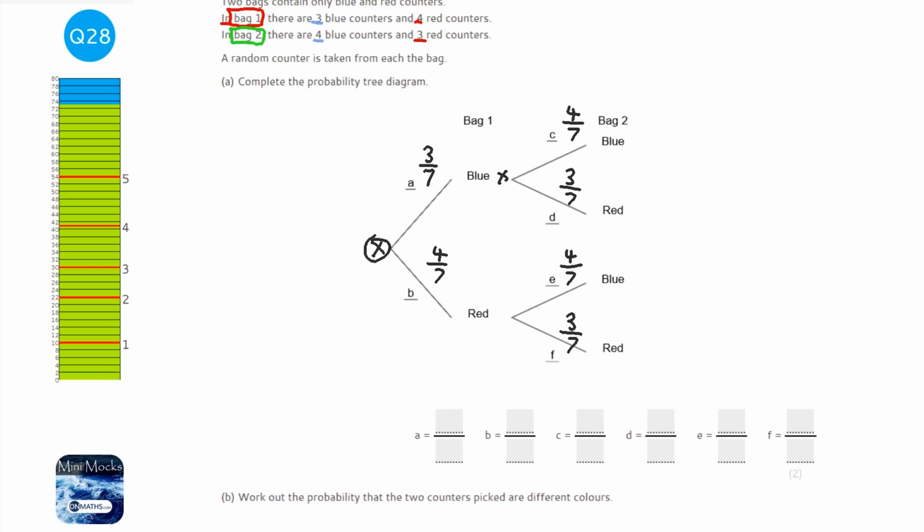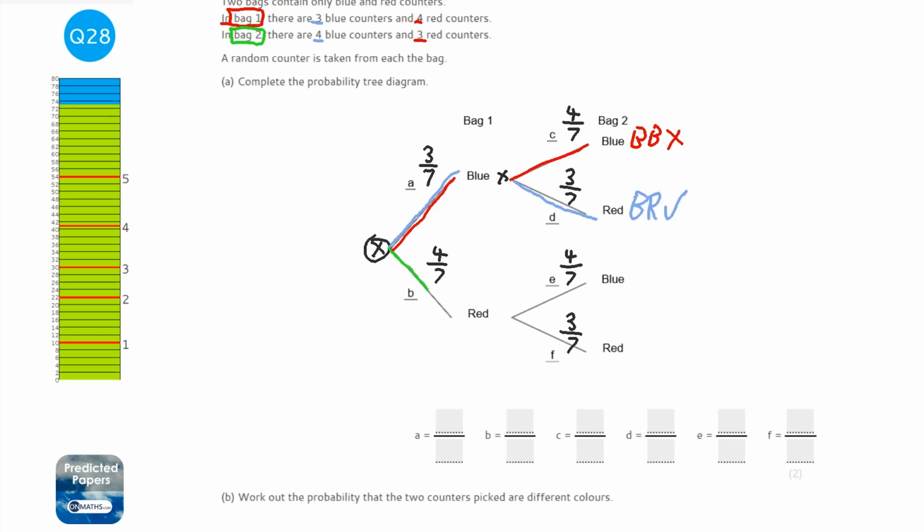So let's follow the paths down. If I pick this one, so a blue and then a blue, I've ended up with a blue and a blue. Well, they're not different colours. So let's try another line. So if I pick a blue and then a red, well, that's a blue and then a red. So we want that one.